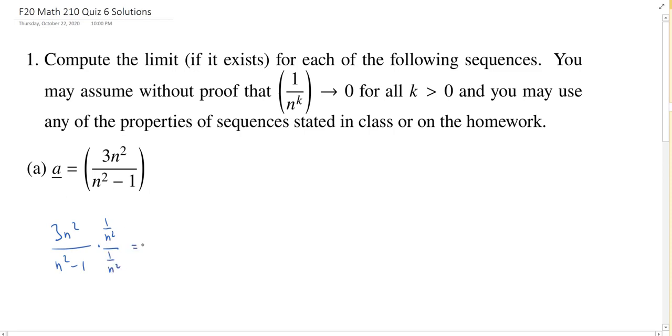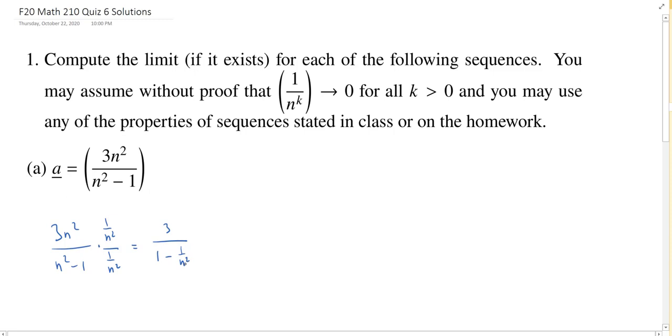All right, so on the top, that'll cancel the n squared, and we get a 3. On the bottom, we have to distribute: n squared times 1 over n squared is 1, minus 1 over n squared. And this is a lot easier to handle than the original sequence because we only have one position where there's actually an n, and that's down here. It looks like 1 over n squared. And we were told we could, without proof, use that 1 over n to the k for any positive k converges to 0. So this tells us that 1 over n squared is converging to 0.